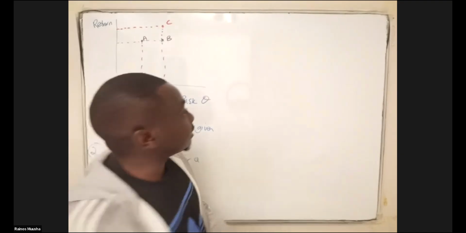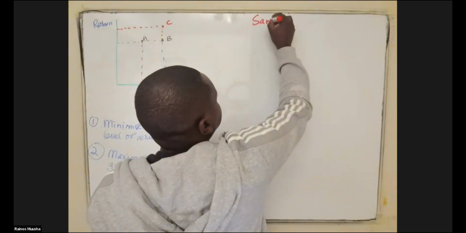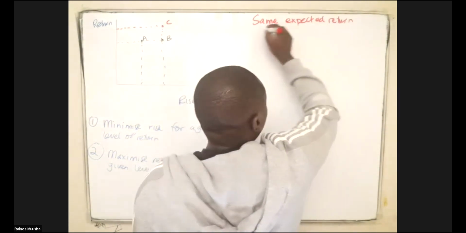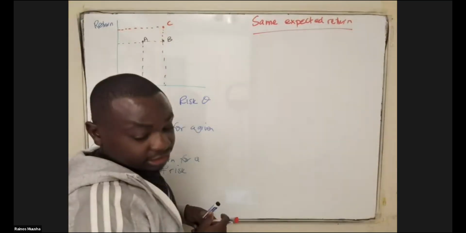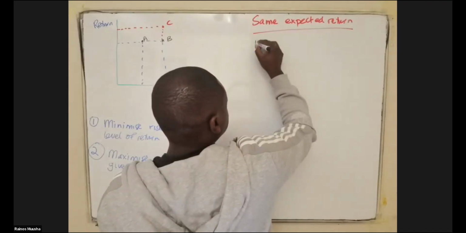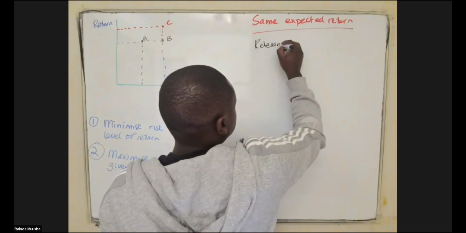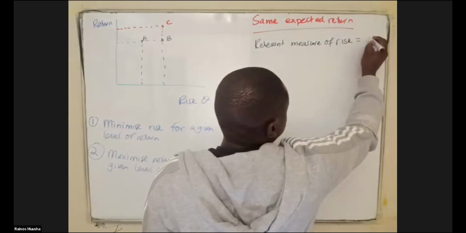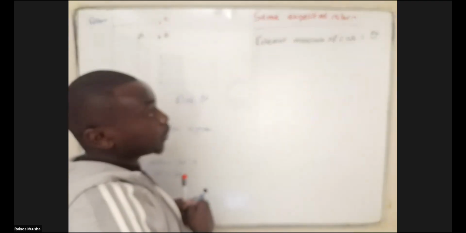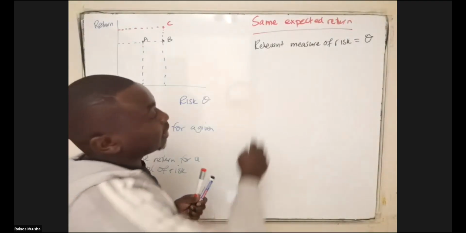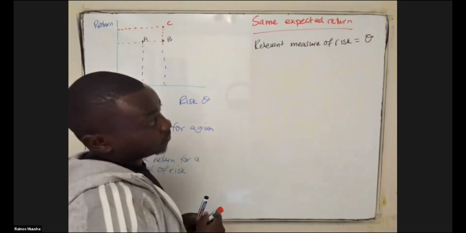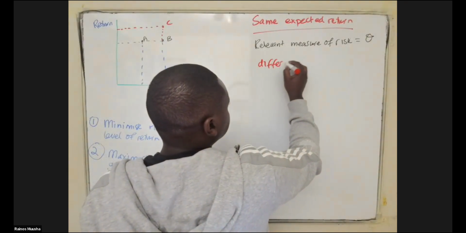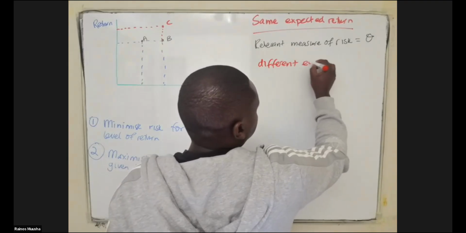When securities have the same expected return, the relevant measure of risk is the standard deviation. So whenever securities have the same expected return, the relevant measure of risk is your standard deviation. But whenever you find securities with what? Different expected returns.